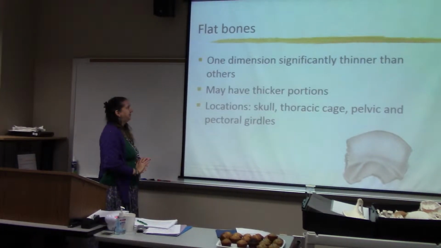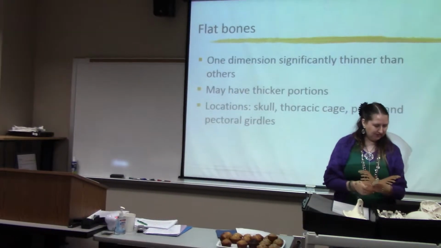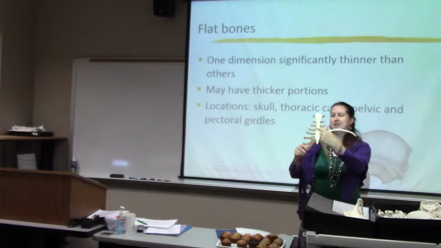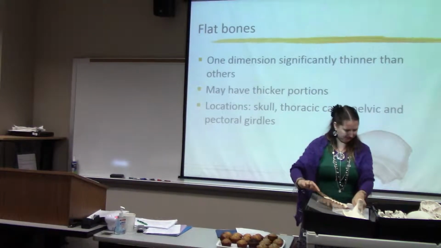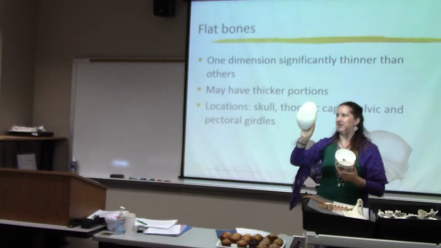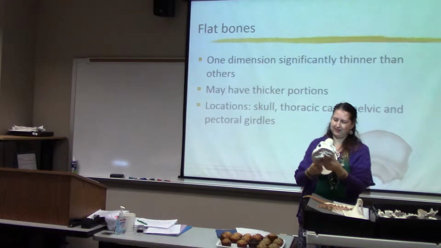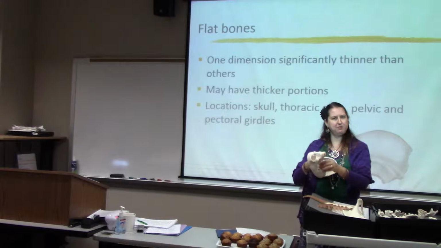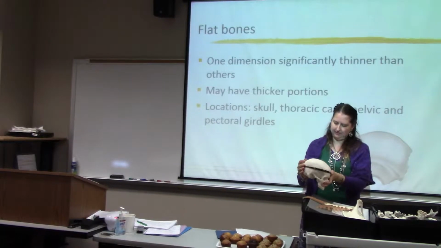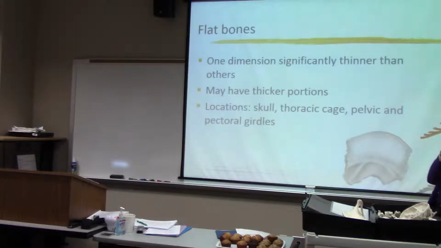Flat bones, you would expect, are flat. There are a variety of them. Ribs, the sternum or breastbone, most of the cranial bones, parietal, frontal, occipital are definitely flat. Temporal has some thicker portions to it, but is definitely flat at the top. I'll pass around the skull cap and the sternum to start with.